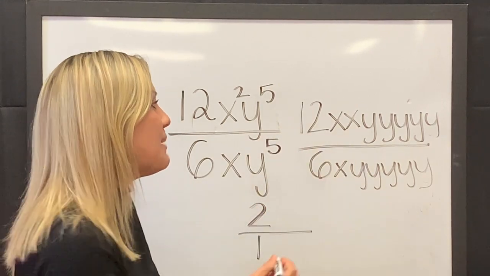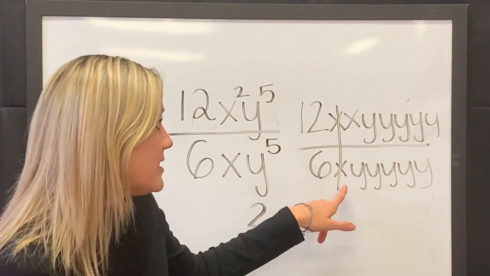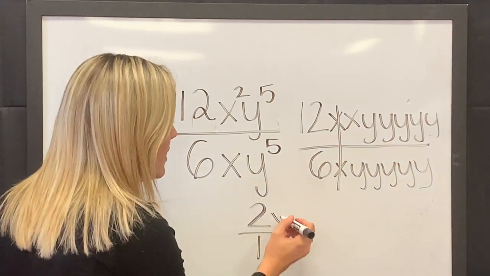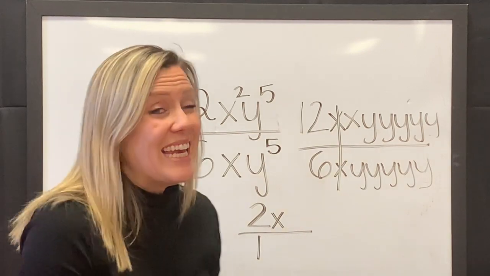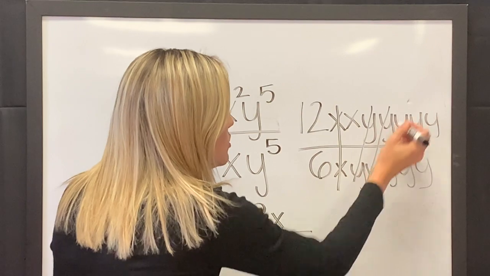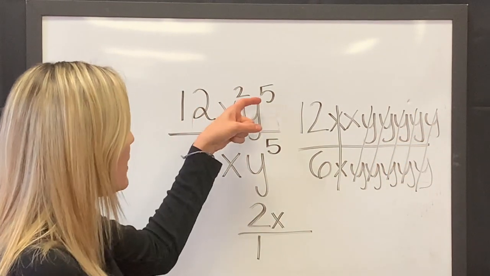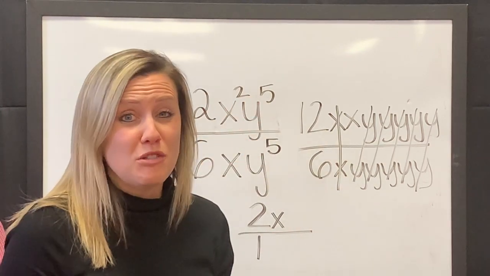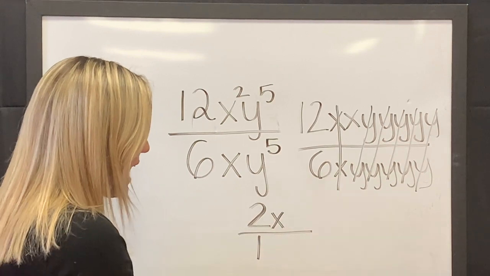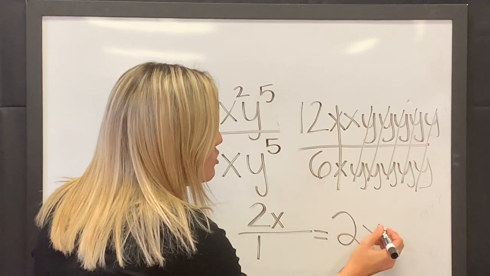Okay? The next thing I'm going to do is cancel out as many x's as I can, and I see that I canceled out all of them in the denominator, and I still have 1 left in the numerator. So there's that x. And now I'm going to cancel out as many y's as I can. 1, 2, 3, 4, 5. You could also see that by going 5 minus 5, which would give you 0 y's left. So I'm not even going to write it. 2x over 1 is the answer, and the best way to write that would just be 2x.